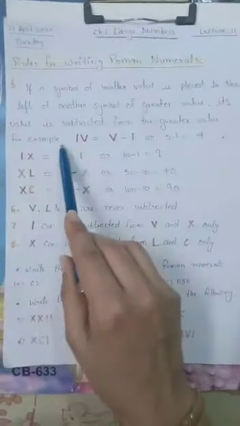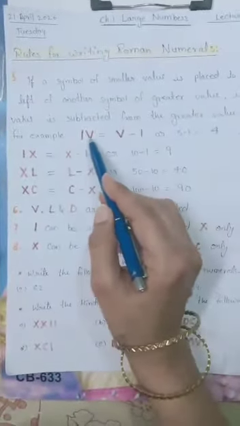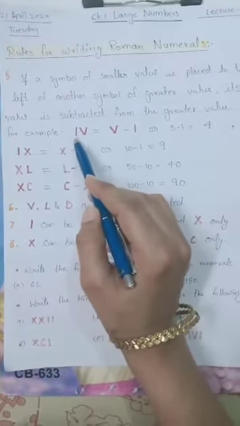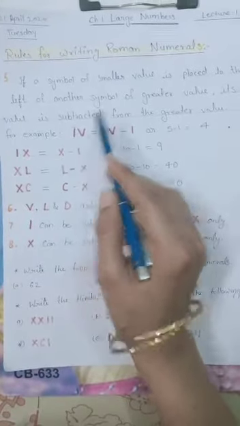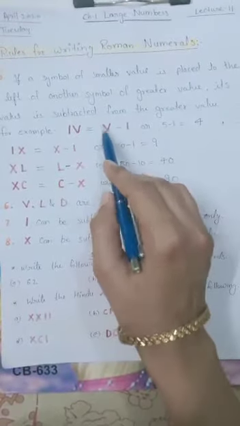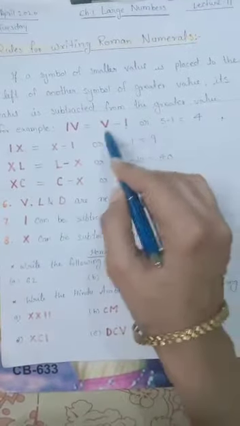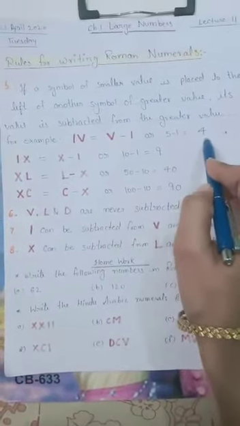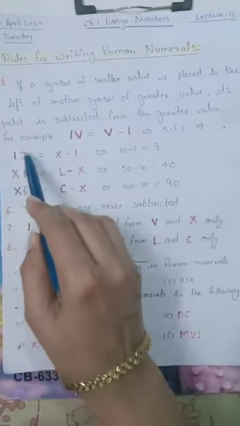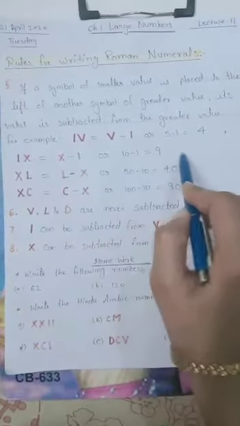Look here, there are also 4 examples to explain this. Now look here, V is of greater value and on its left side which number is there? This is 1, a smaller value. Then to find the Hindu-Arabic numeral, what we do is subtract the smaller from the greater one. V for 5 minus 1, and we get the number 4. Simple. In this, look at example number 2: XI means X minus I, or 10 minus 1 = 9.